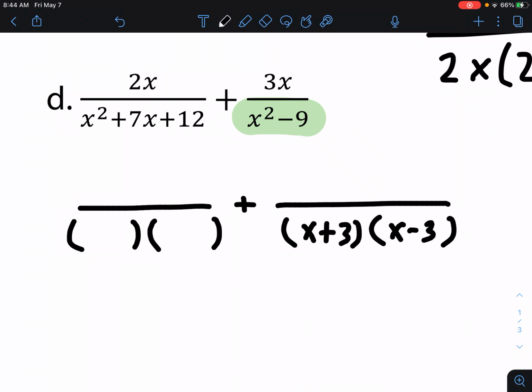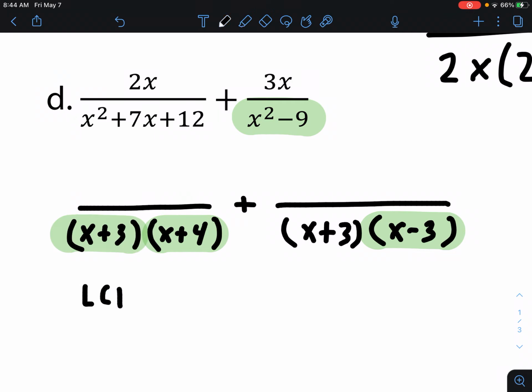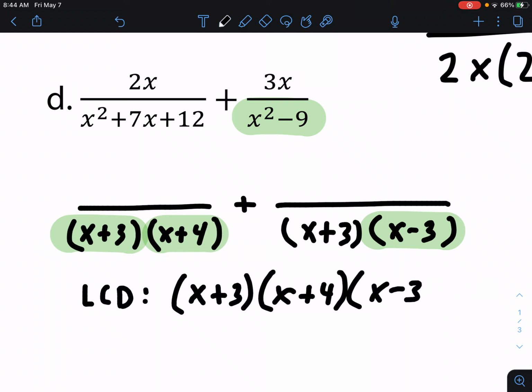And then this one maybe takes a little more thinking. What multiplies to 12 and adds to 7? Well, in my book, that's 3 and 4. So we have x plus 3, x plus 4. Okay, so then we identify our LCD by identifying what's unique, and those are the same, so I take 1. So my LCD is x plus 3, x plus 4, x minus 3. Okay. And so I rewrite my fractions.